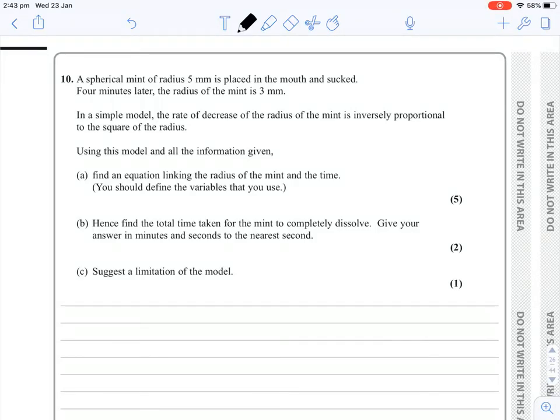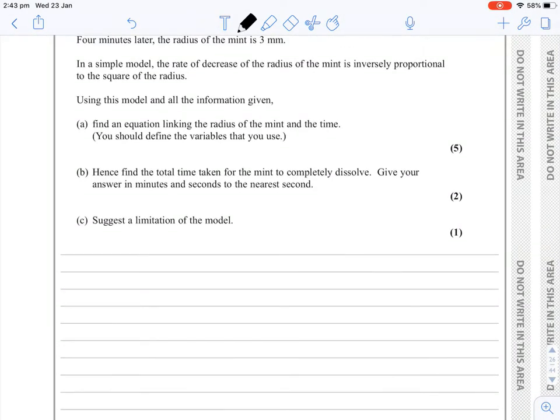Question 10. A spherical mint of radius 5 mm is placed in the mouth and sucked. 4 minutes later, the radius of the mint is 3 mm. In a simple model, the rate of decrease of the radius of the mint is inversely proportional to the square of the radius. Using this model and all the information given, find an equation linking the radius of the mint and the time. You should define the variables that you use.